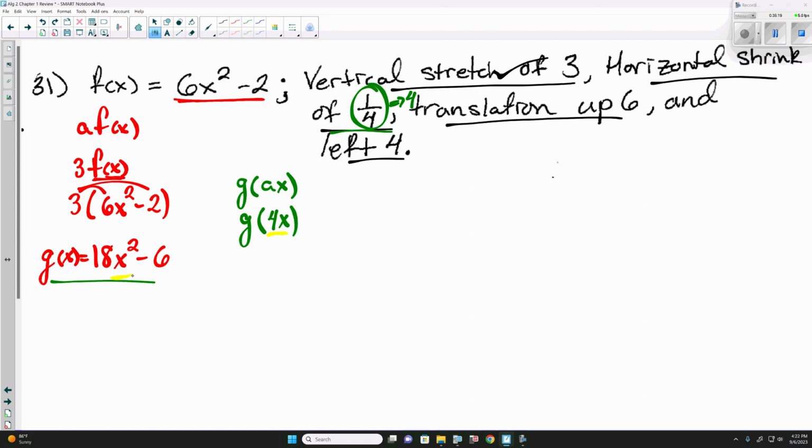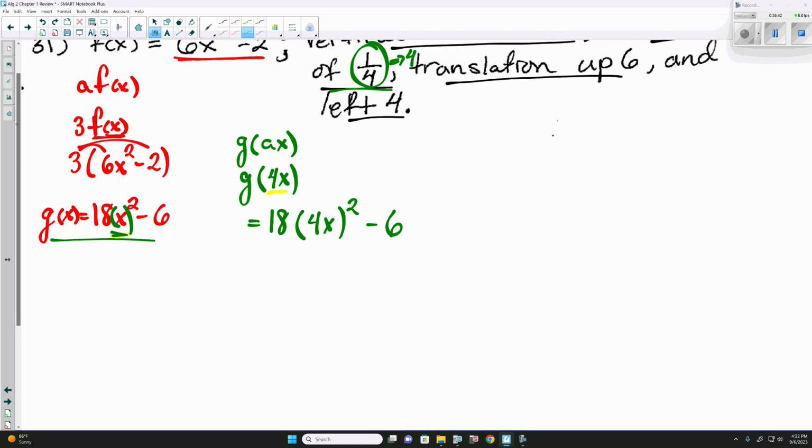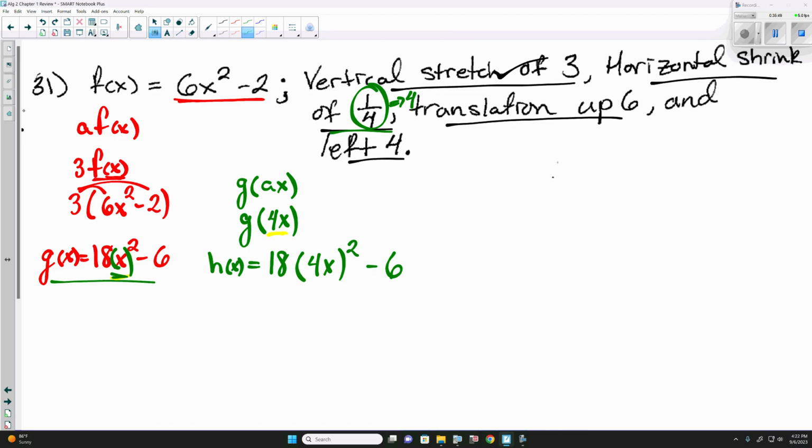So when we rewrite this back out, we'll still have 18, but instead of x inside the x squared, because that is inside the square, we'll have 4x squared minus 6. Now, I'm not requiring you to simplify this further from here, applying the square to both terms. We can leave it as this here. We can call this h of x. So I've now officially applied the horizontal shrink.